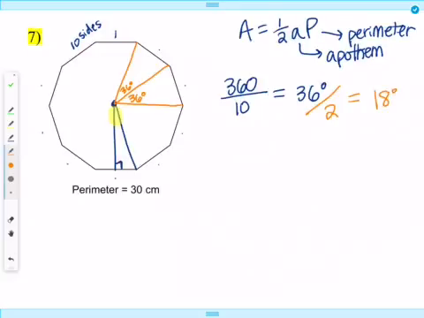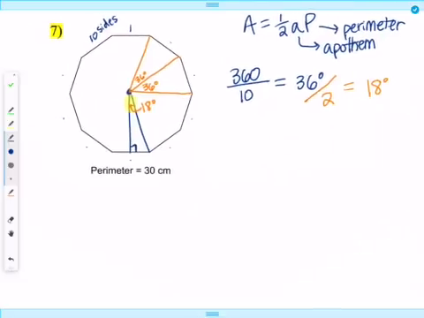Okay, so I'm just going to draw my little arrow to show that it goes inside the triangle right there, 18 degrees. Okay, from here, I like to redraw the triangle so that I have some more space to be able to label it. So here's my 18 degrees. And I definitely don't know the apothem. I'm going to need to find that.